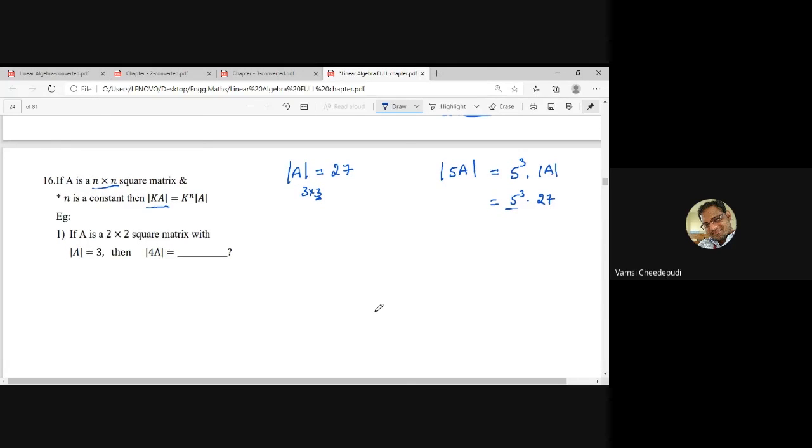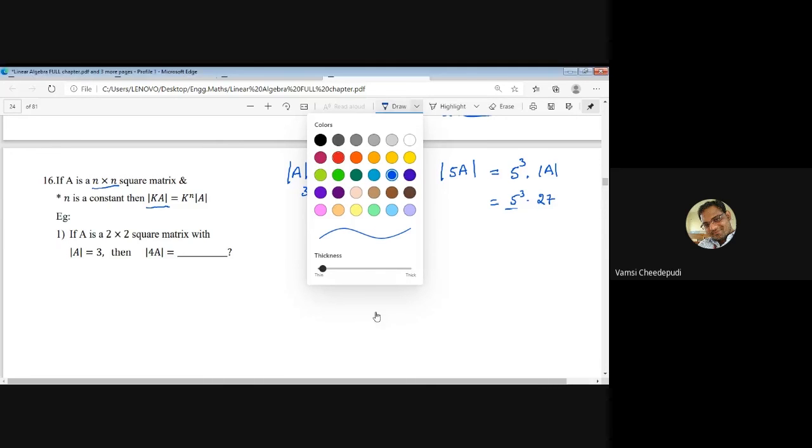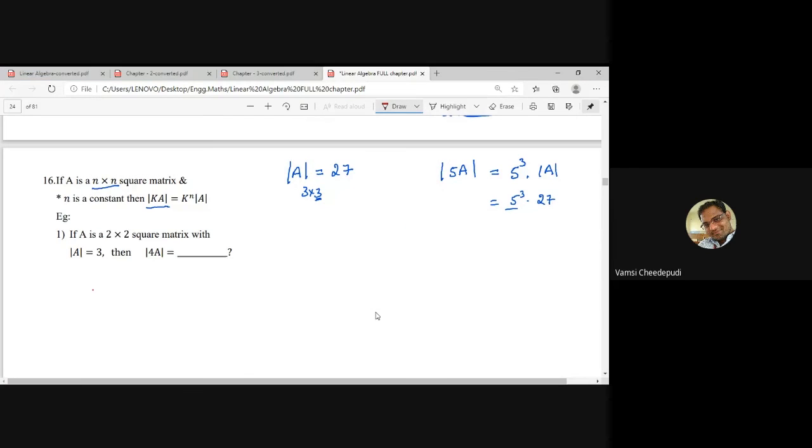Okay, students, that's very fine. Now see the given question. This is the example question we have. If A is a matrix of order 2 by 2 and determinant of A is equal to 3, then find the determinant of 4A. Just now I wrote this.